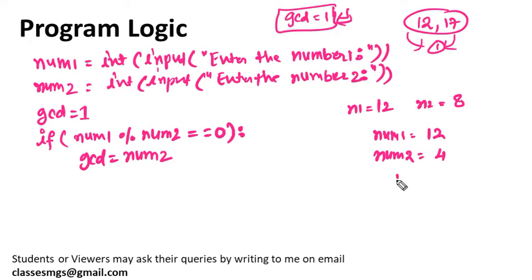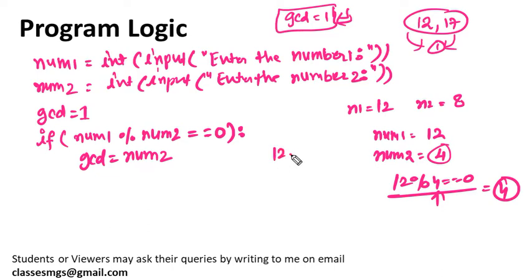12 % 4 equals 0. That means 12 is completely divisible by 4. So the maximum common divisor dividing both these numbers will be 4 only, because it completely divides 12. So GCD will be 4 only. In this case we are directly calculating the GCD.